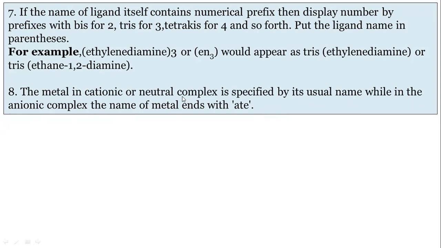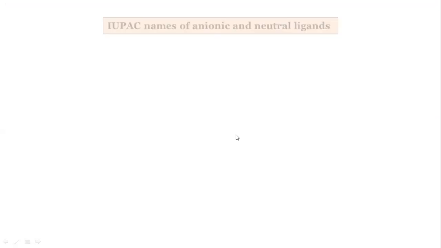It is very easy to tell whether the complex is cationic or anionic, because we have to check the charge on the complex. If there is a negative charge, it is anionic, and if the complex is positively charged, it is a cationic complex. If the complex is cationic or neutral, there is no change in the name of the metal. But if the complex is anionic, we have to change the name of the metal. It should end with ATE.